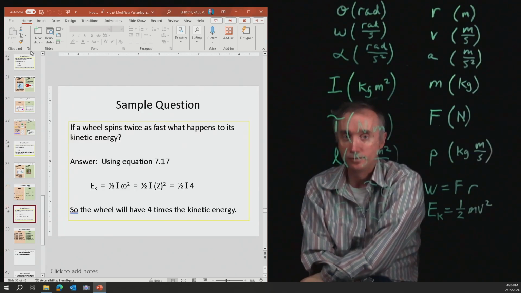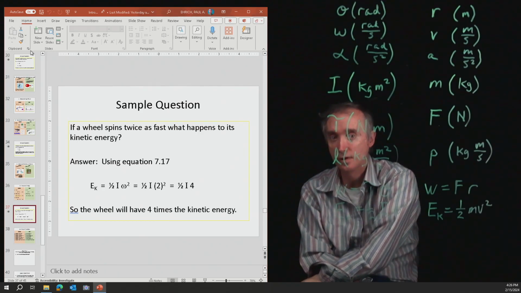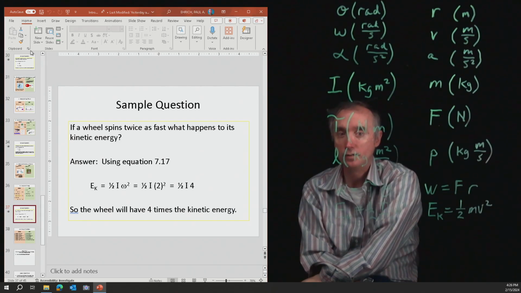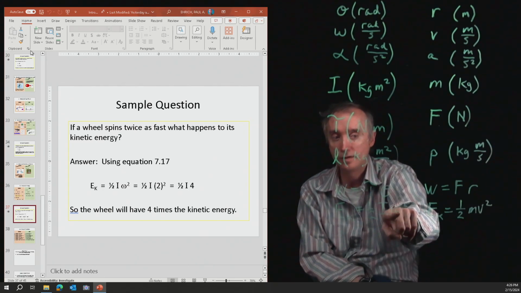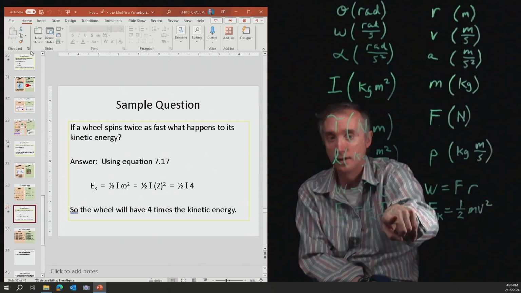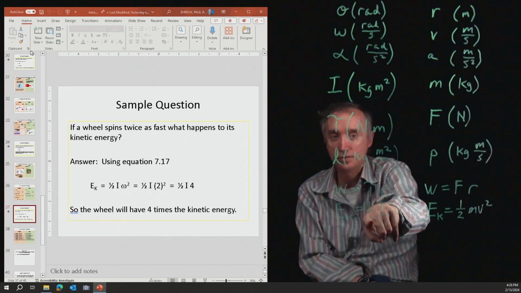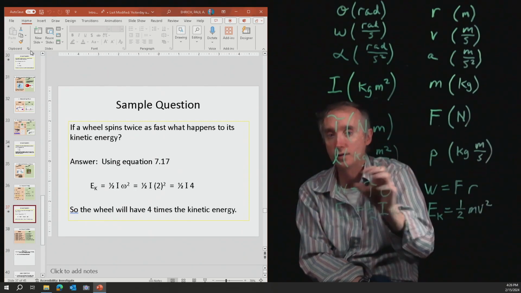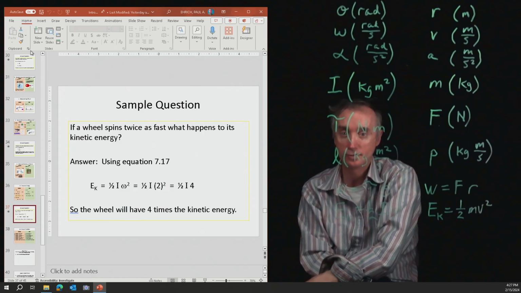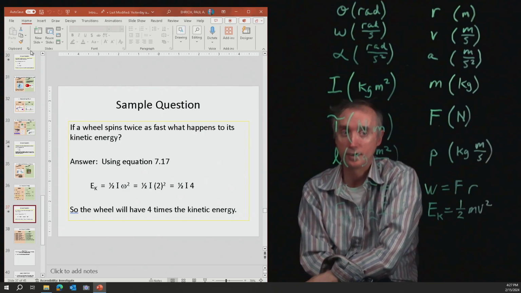So you've got a wheel that spins twice as fast. What happens to its kinetic energy? Okay, so if it's spinning twice as fast, then that means you're going to take the 2 and you've got to square it. So omega 2 squared is going to be 4, and then 4 multiplied by 1/2 is going to be 2. But the point is, it's going to have 4 times the kinetic energy that it had before. So that's the kind of question that I'd like for you to know on the exam.